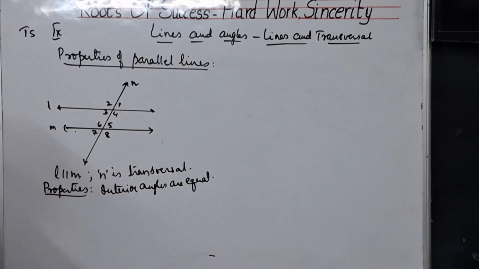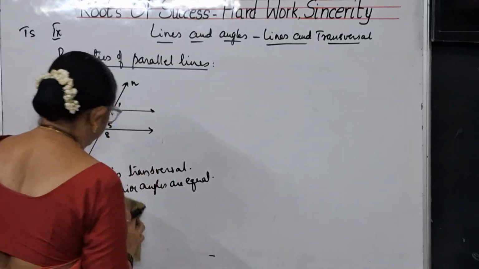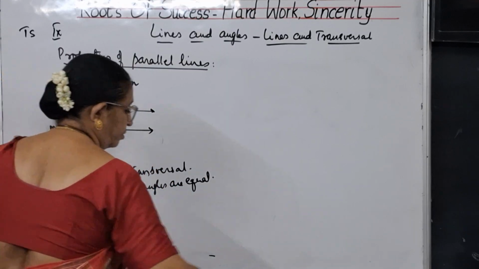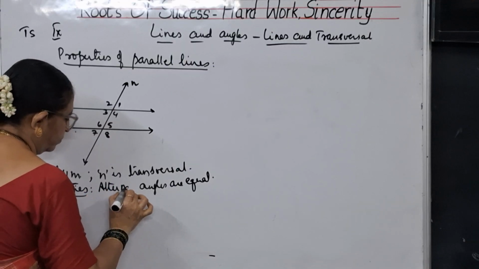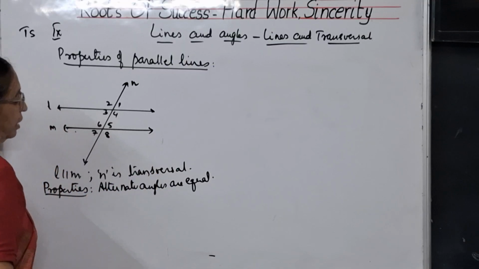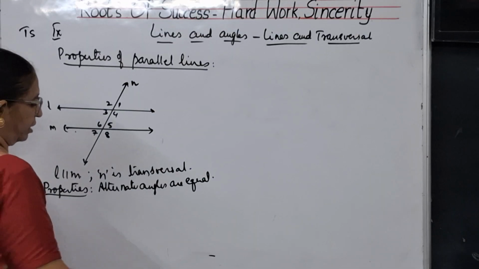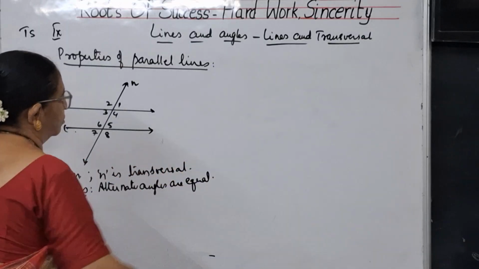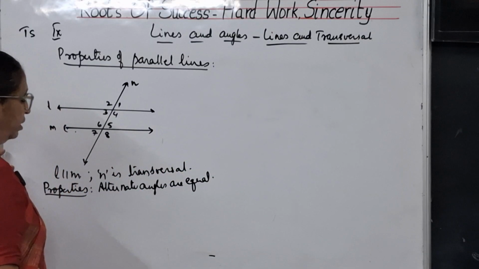So here, instead of interior angles, I will write alternate angles. Sorry, children, alternate angles are equal. When we are talking about alternate angles, you have got two sets of alternate angles, which I have already explained: exterior alternate angles and interior alternate angles.